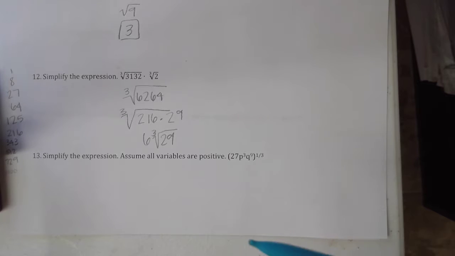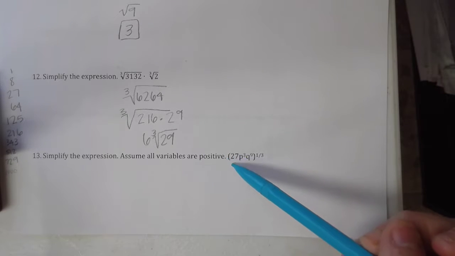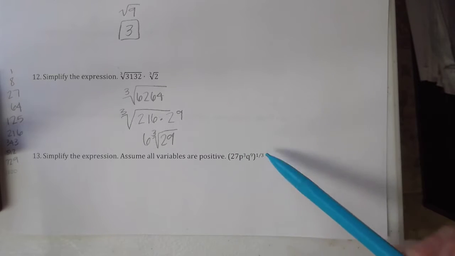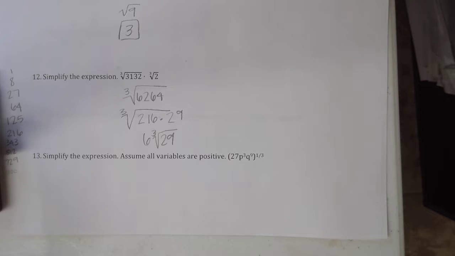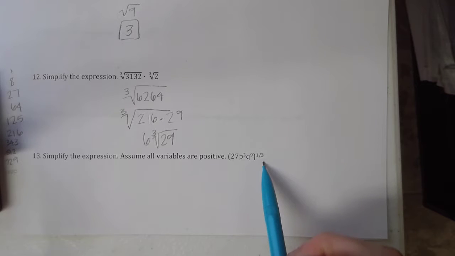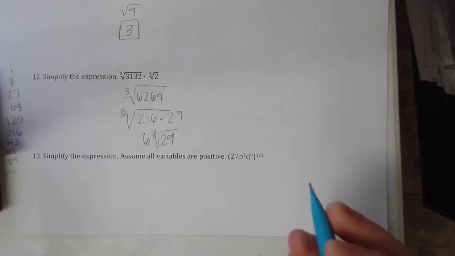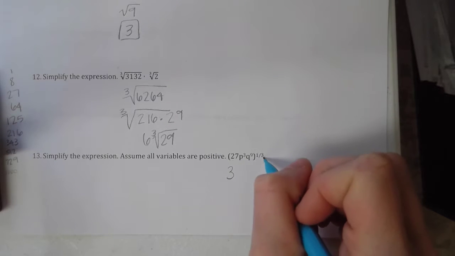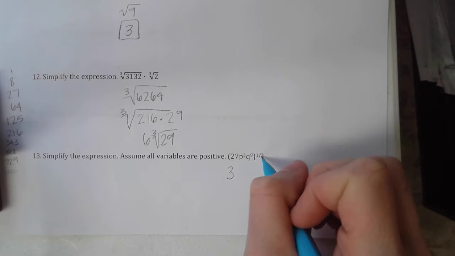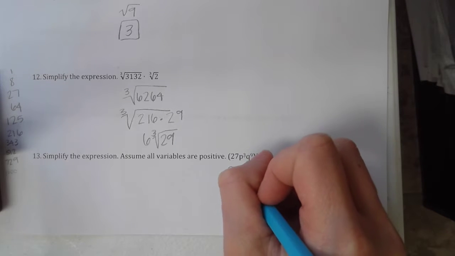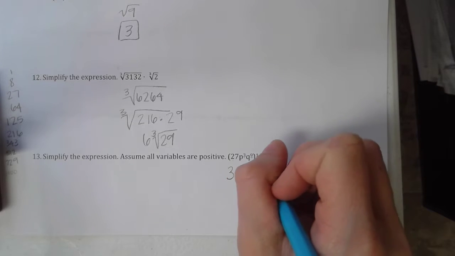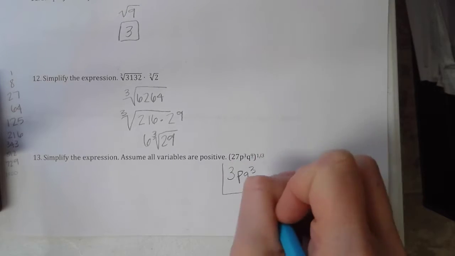For number 13, remember we're going to take the cubed root of both of these, and since I am doing a power to a power, I can just multiply. So 27 raised to the 1/3 power, that's a perfect cube, and so that's going to give me 3. And then I can just multiply right here. So p to the 3rd raised to the 1/3 power is just going to be p to the 1st, or just p. And then q to the 9th raised to the 1/3 power, when I multiply those, I'm just going to get q cubed. And so that will be your answer on that one.